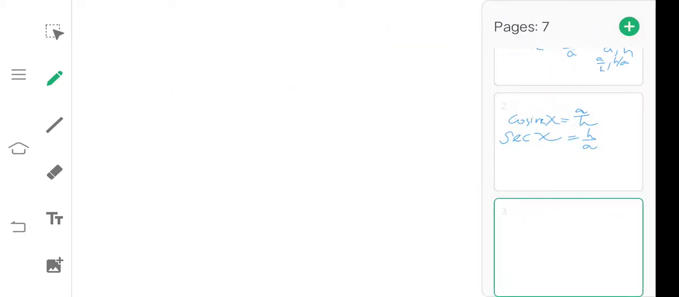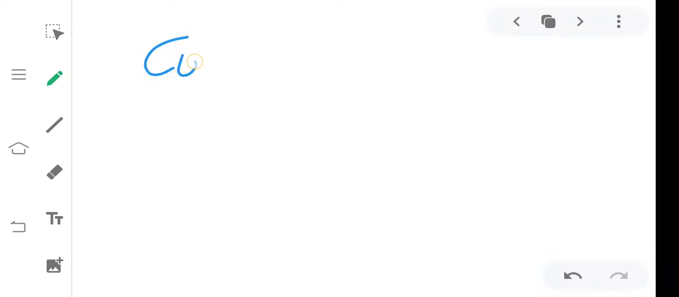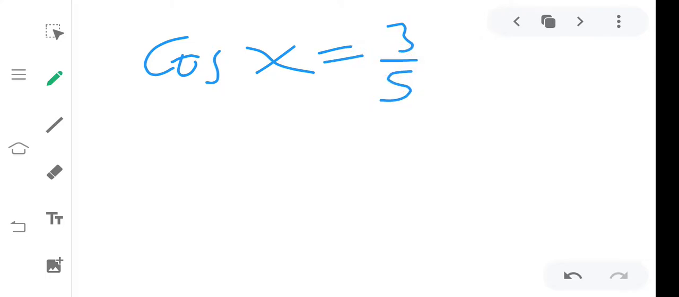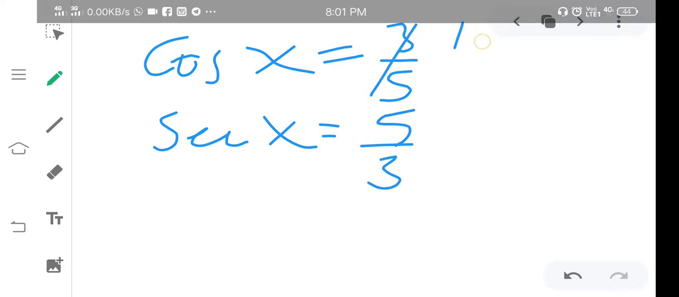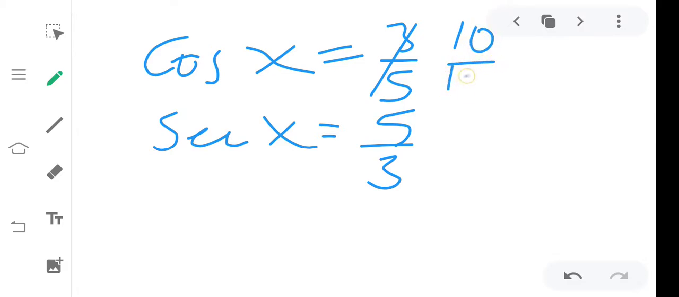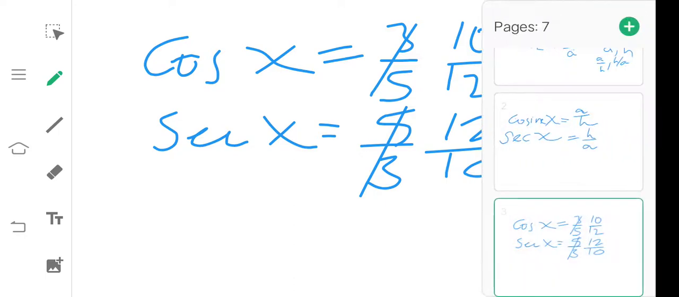That is, suppose cos x is 3 by 5, then we can say sec x is 5 by 3. If cos x is 10 by 12, then we can say sec x is 12 by 10, etc. So we can say here sec is the reciprocal of cos, or cos is the reciprocal of sec.